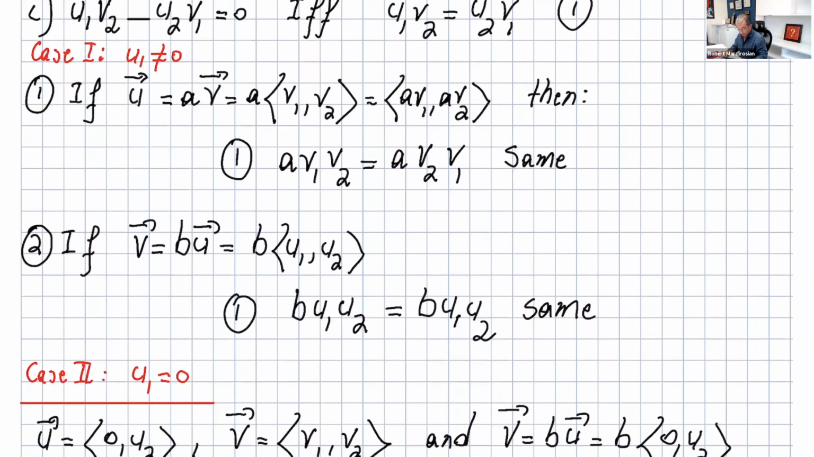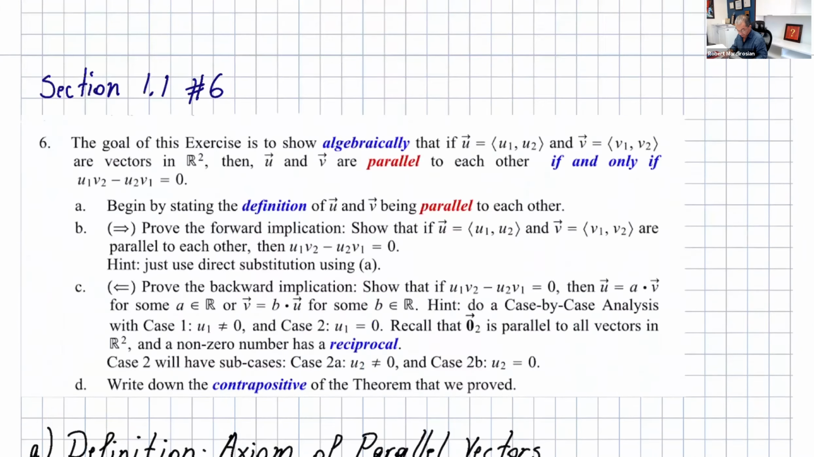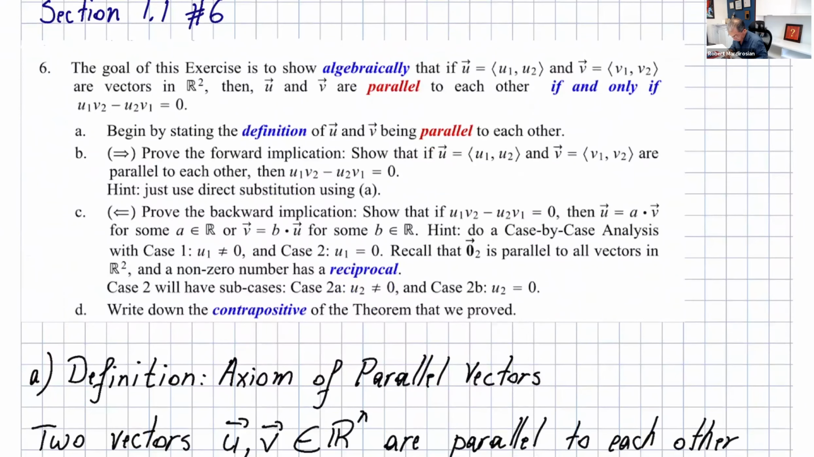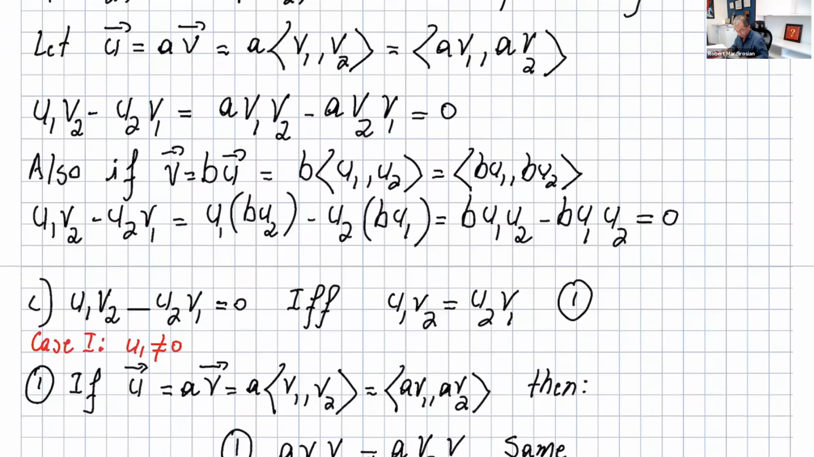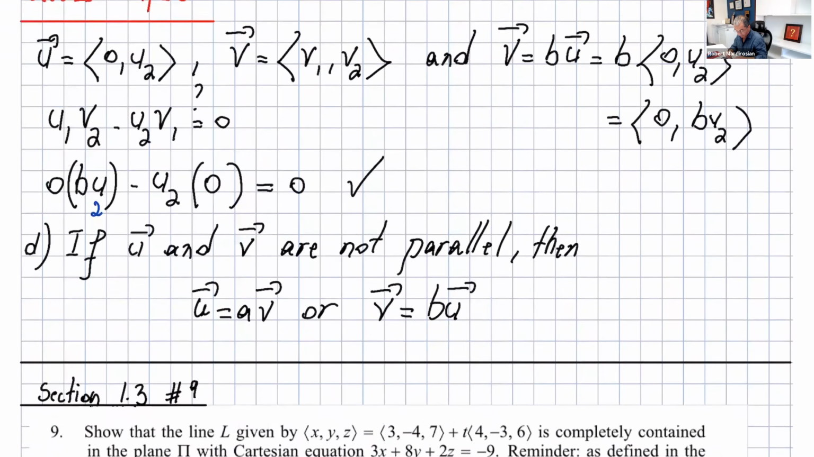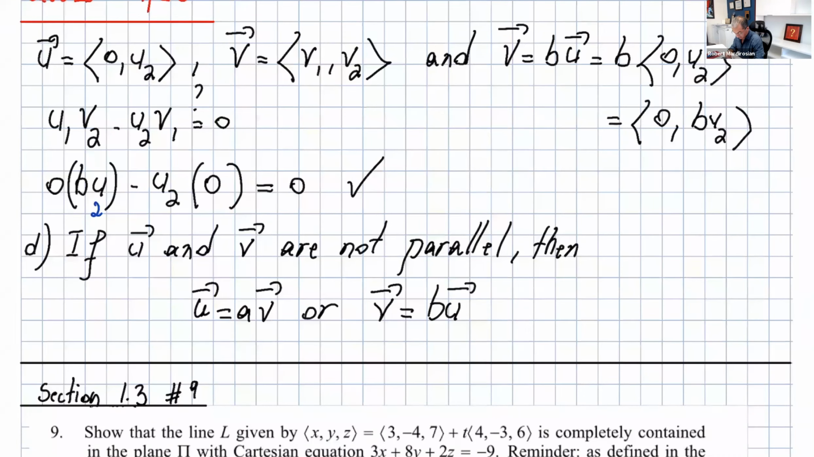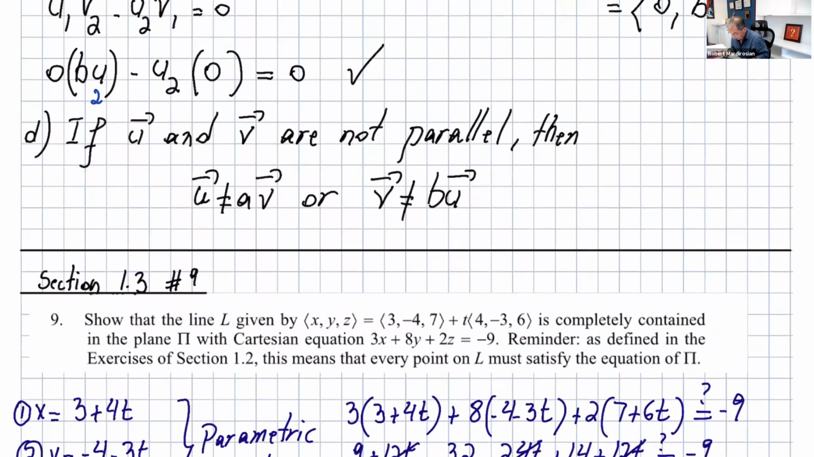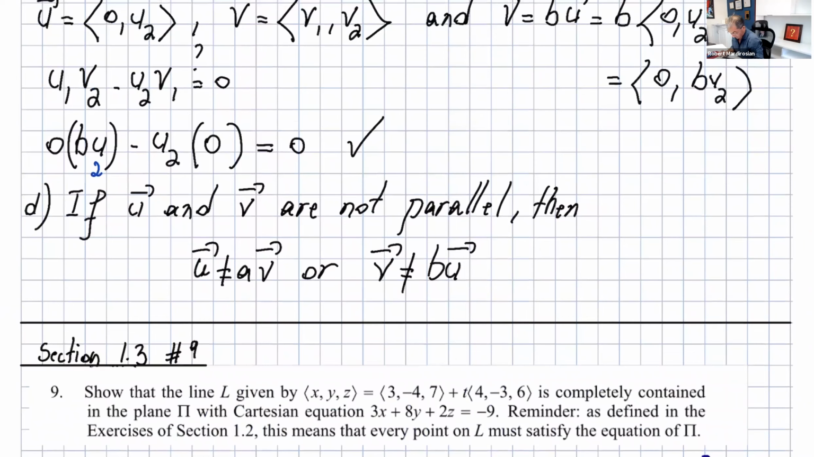And here the problem says write down the contrapositive of the theorem that we proved. If we write that, we can say if U and V are not parallel, then U is not equal to AV, and V is not equal to BU. And if you use that in the relation, it's not gonna work. So part D, I kind of did that fast, but that's good enough.